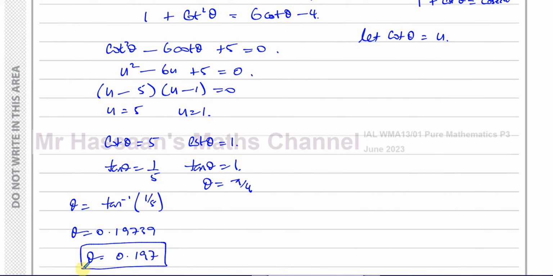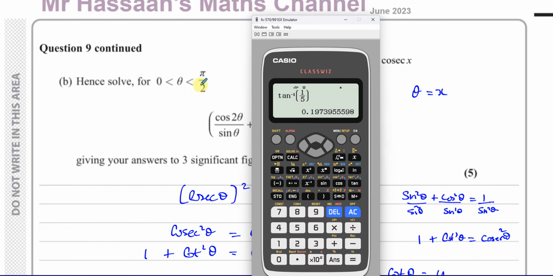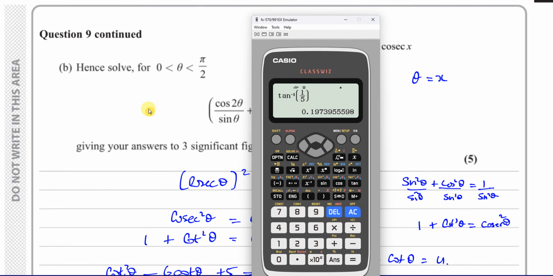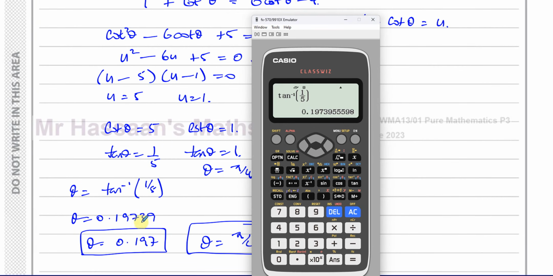So there's the answer. Theta equals 0.197 and theta equals pi over 4. Those are both within the range, because the range is up to pi over 2, and we know that pi is 3.14, so pi over 2 is going to be 1.5 something. So we're definitely in the range of the answer. And there's no other solution, because for the other solution, you have to add pi to this to get to it.